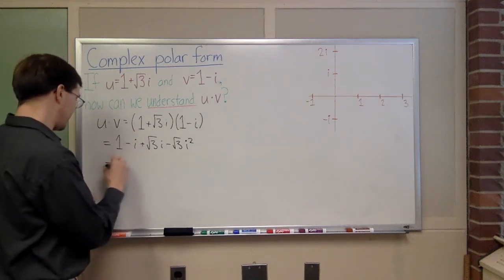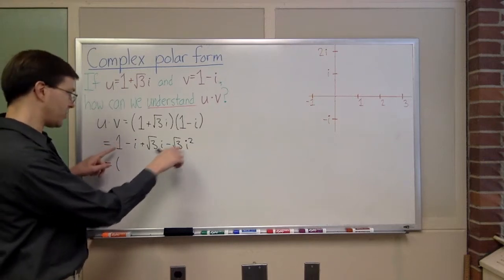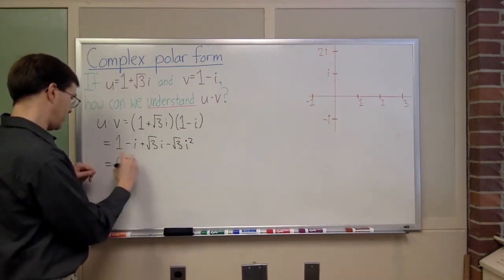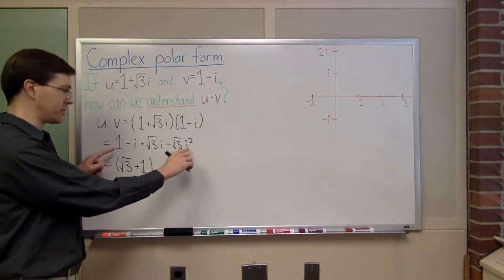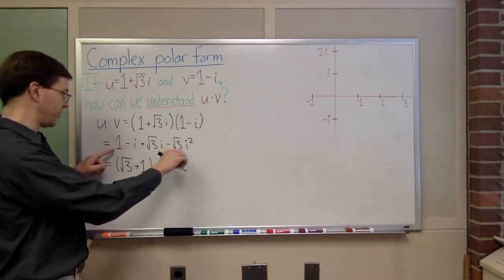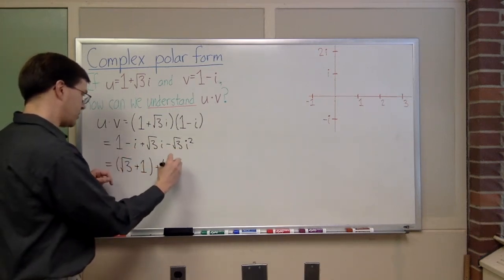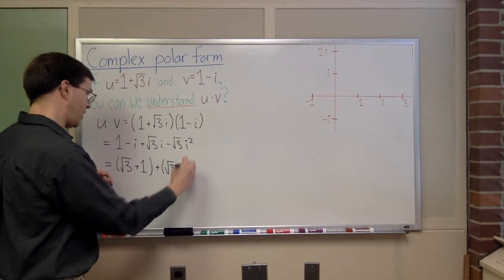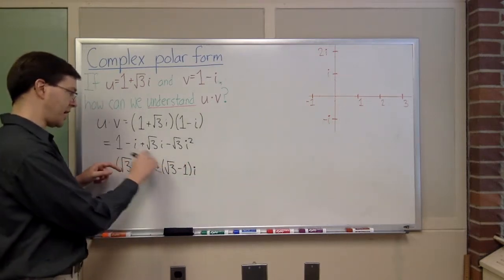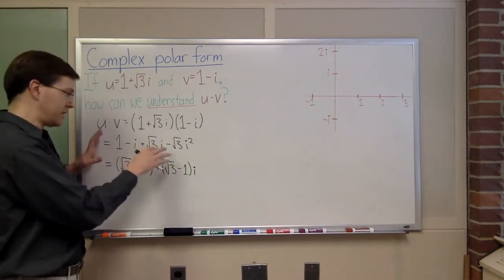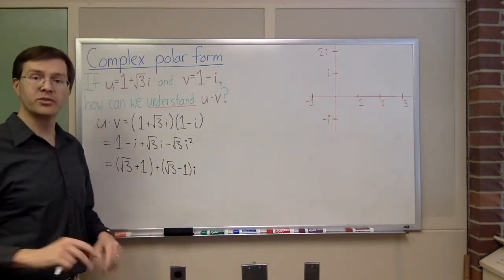So this tells me the real part: square root of 3 plus 1 is my real part, because those are the real terms. i squared is minus 1, so that's positive square root of 3. And then I can take my imaginary part, square root of 3 minus 1 times i. So square root of 3 times i minus 1 times i gives me my imaginary part, and there I've multiplied those two numbers.